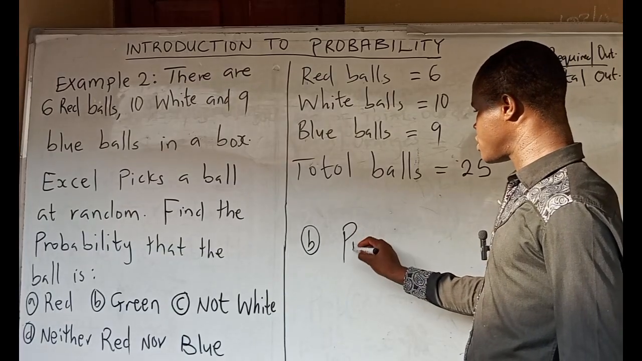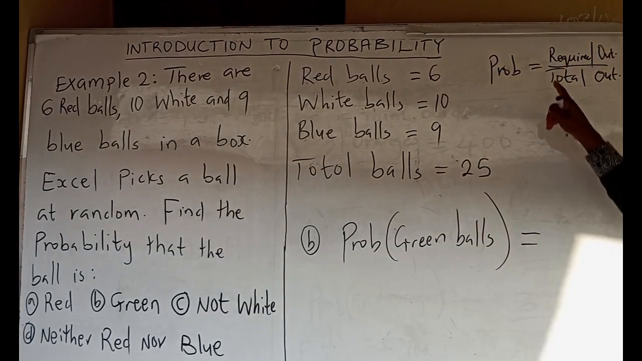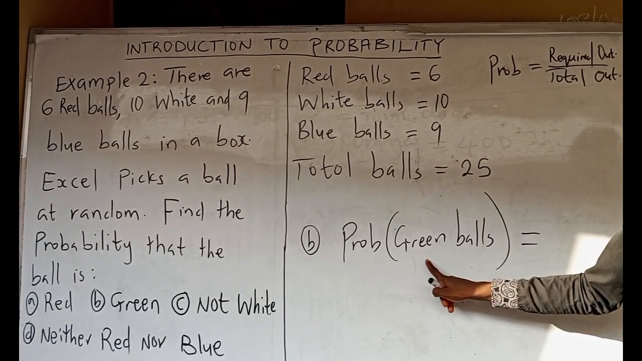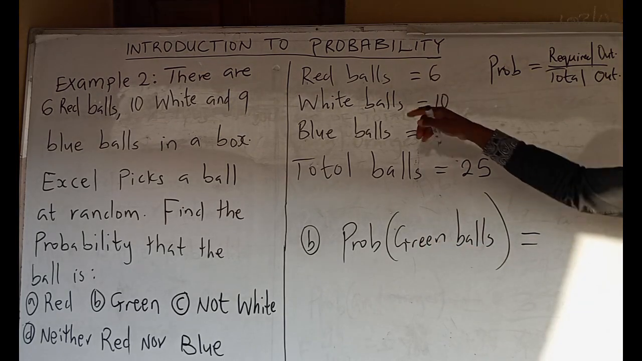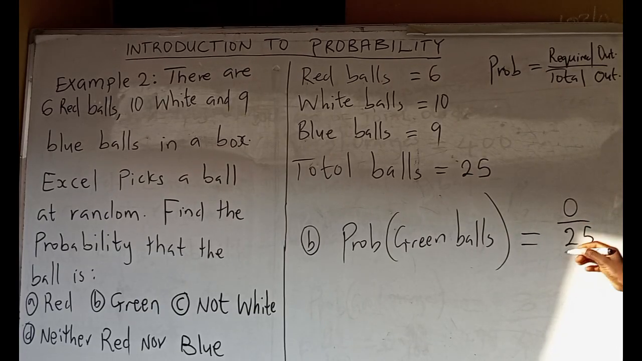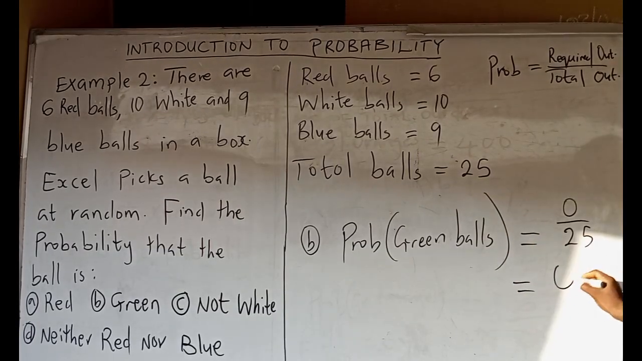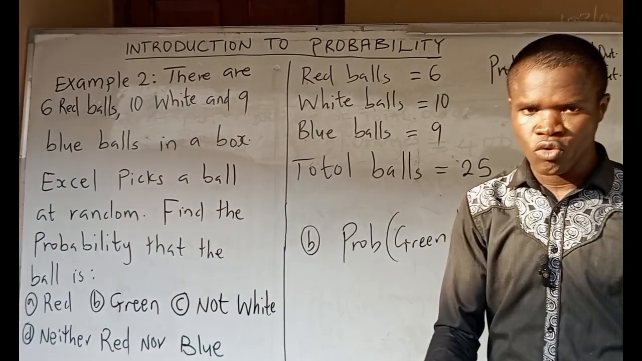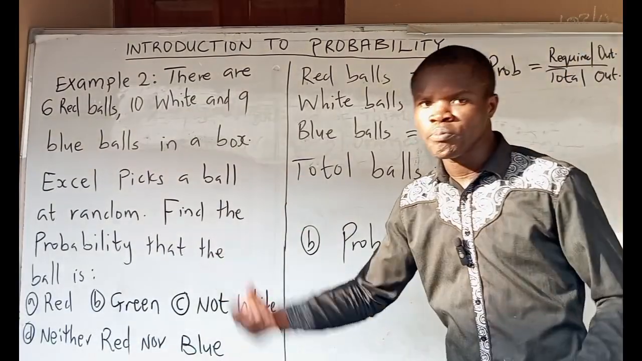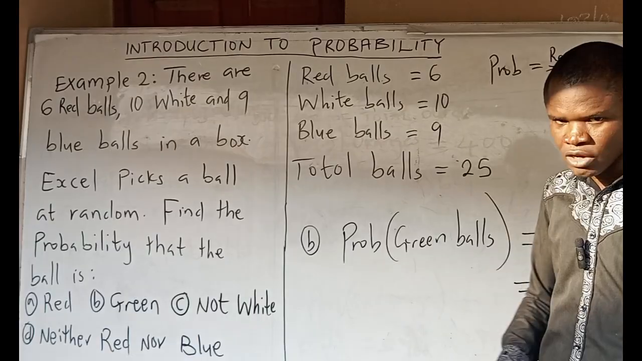So we go probability of green ball is equal to, remember the formula. So what is the required outcome here? Green balls. So how many green balls are here? 0. Divided by total outcome, which is what? 25 balls. So 0 divided by any number will give us 0. When your result is 0, it means that that event cannot happen. It is not possible for Excel to pick a green ball. That is why the probability of getting a green ball is 0.